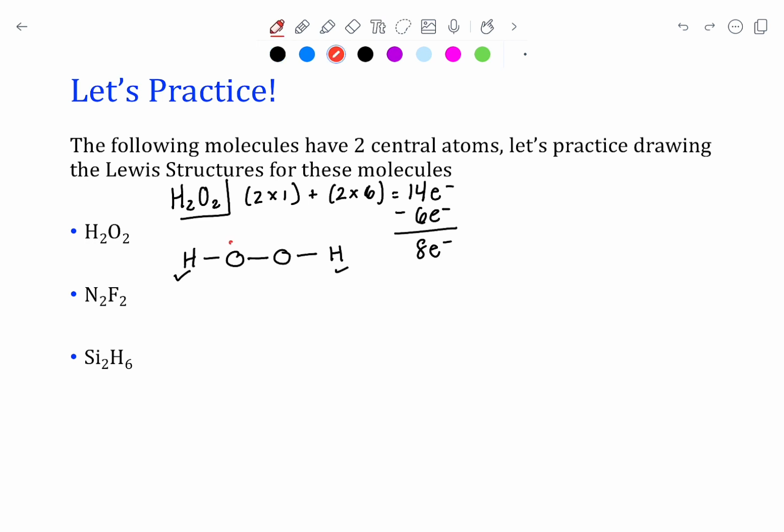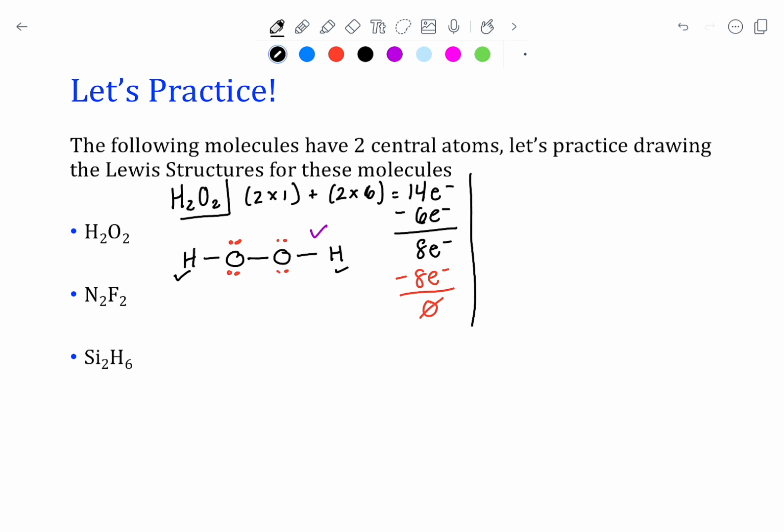So let's take these 8 electrons and place them on our central atoms. I placed all 8 electrons on my oxygens. I have no electrons left over, but if we look at our octets, that oxygen now has a complete octet, as does that oxygen. So that is our completed structure for H2O2.